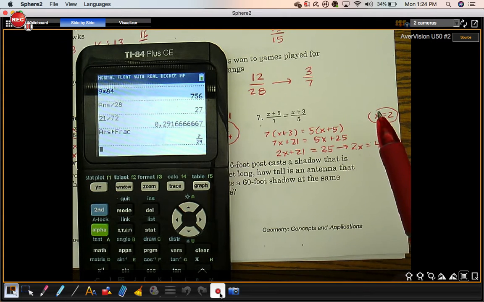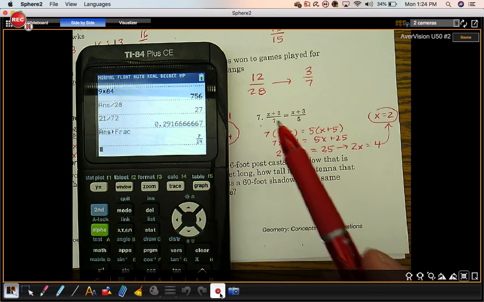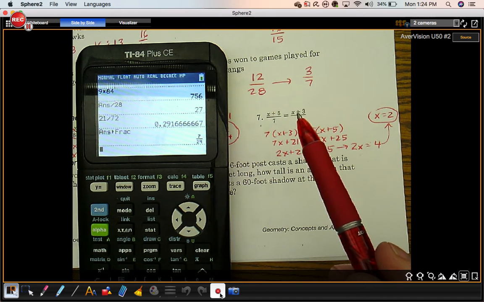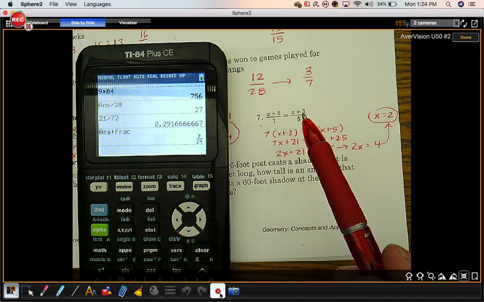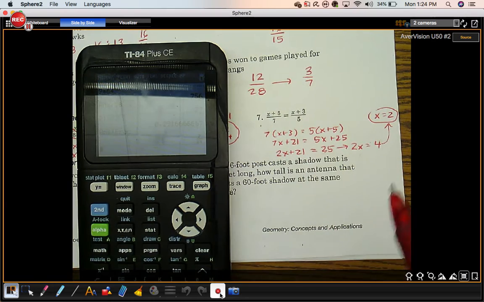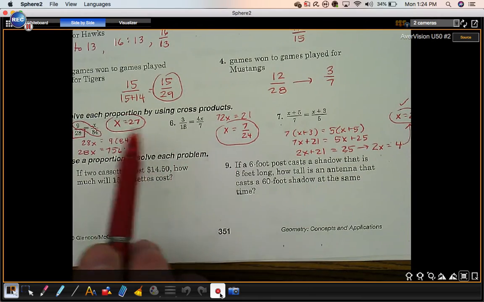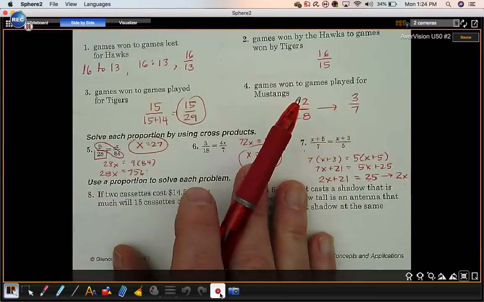You can always check to see if your proportion is correct by plugging your x value back in. 2 plus 5 is 7. 7 divided by 7 is 1. 2 plus 3 is 5. 5 divided by 5 is 1. So we get 1 over 1 equals 1 over 1. So this is our correct answer. Anytime you solve a proportion, you're able to plug back in and see if your answer is correct.